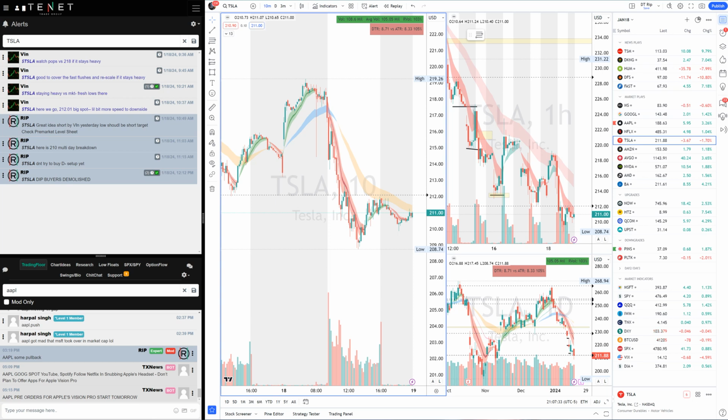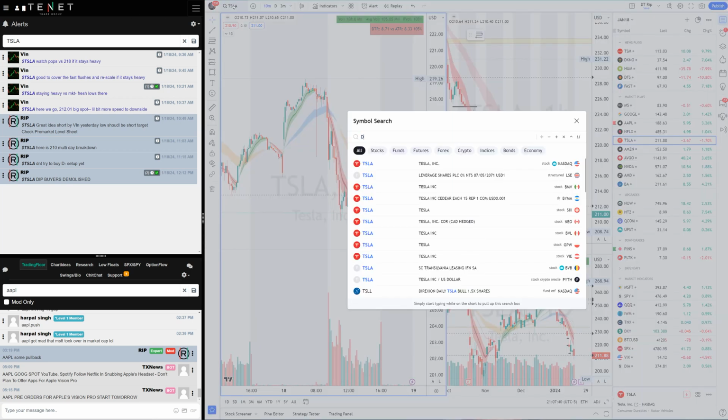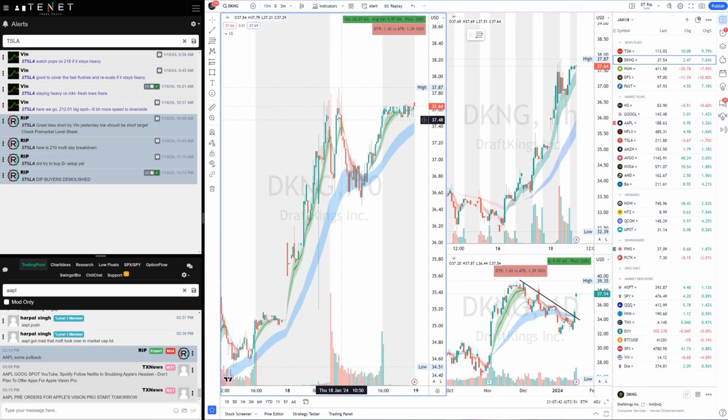Quickly want to discuss DKNG. It also was a loser today, did not work. Tried the breakout trade on it a few times, but I failed. I tried to take this breakout and it failed. I gave it to the community and I stopped out here. So DKNG, whoever took this entry was better, but if you take the bounce, it was a little tough.